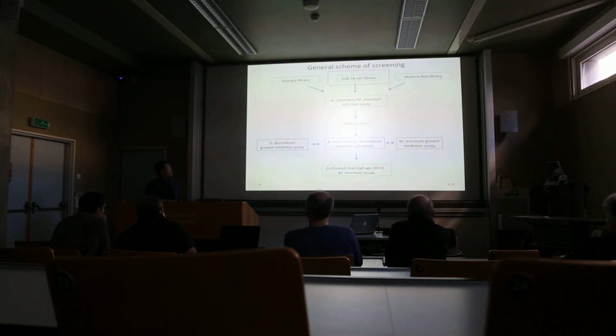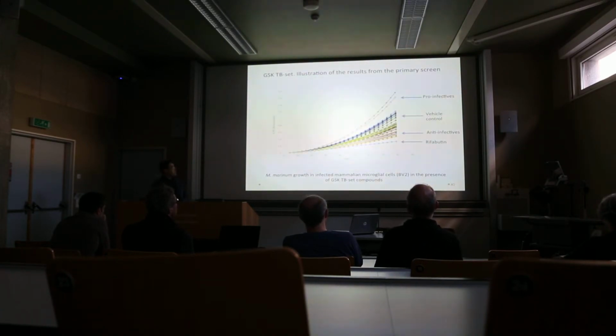Right now, I will present our data from other libraries. So the GSK TB set. This is an illustration of the data that we are getting from the GSK screen. This is the vehicle control, and everything is normalized to the vehicle control, so vehicle control is 1. We have anti-infective compounds, pro-infective compounds, and also our control. You can see that many of the compounds display anti-infective activities, although many of them are not very strong anti-infectives.